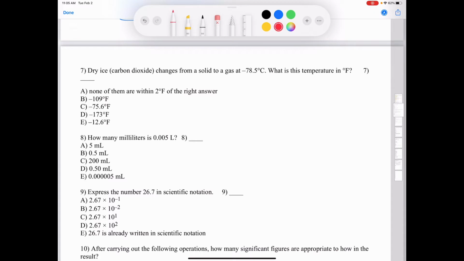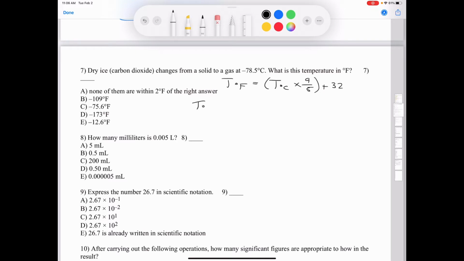Number 7 asks us, it says dry ice, carbon dioxide, it's solid carbon dioxide, changes from a solid to a gas at negative 78.5 degrees Celsius. What's this temperature in Fahrenheit? Well, just like I told you, we have to be able to convert from degrees Celsius into Fahrenheit, and this is, again, very similar to the last problem, but we need our formula, which is temperature in degrees Fahrenheit is equal to the temperature in degrees Celsius times 9/5, and then we add 32 to that.